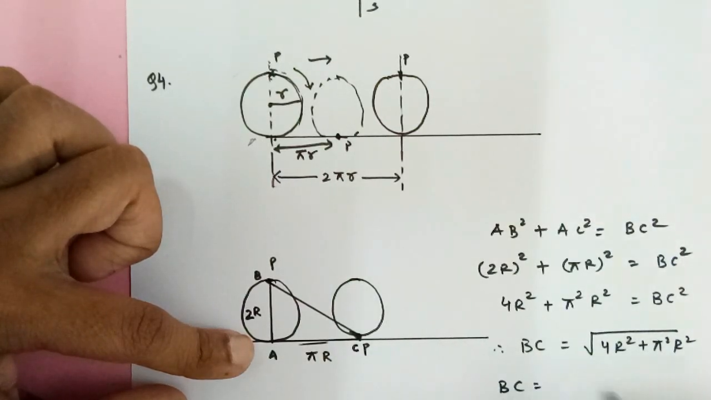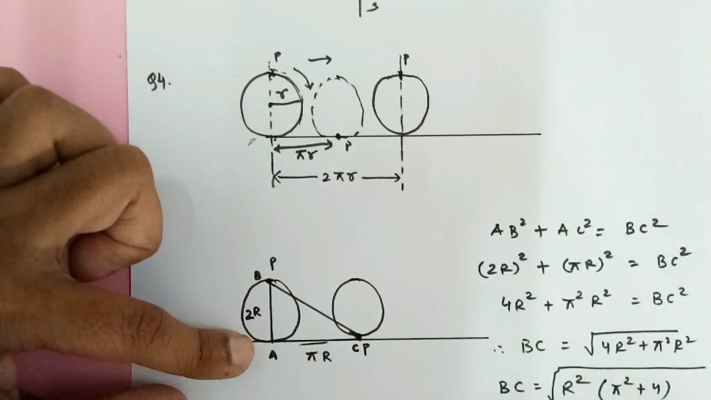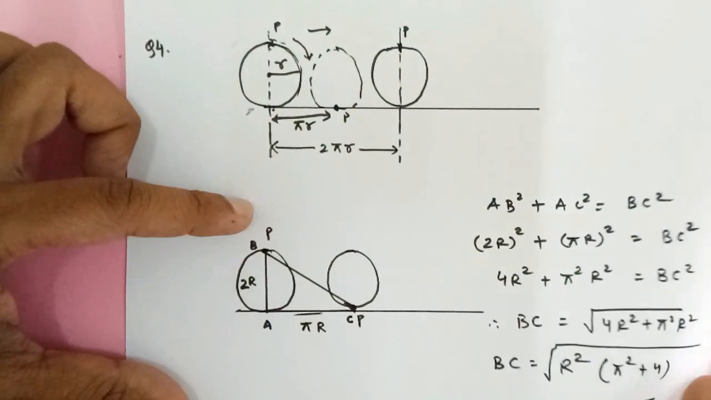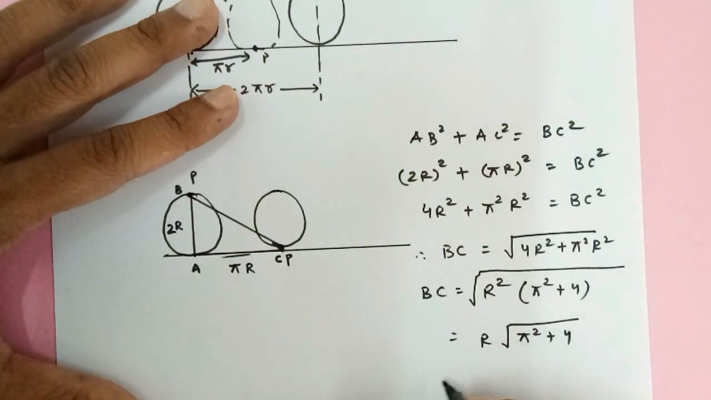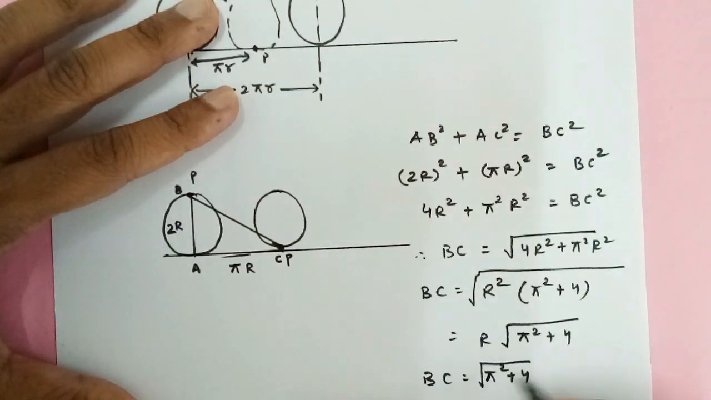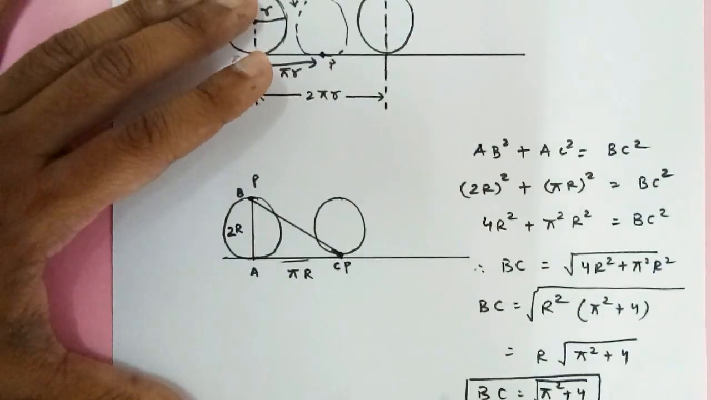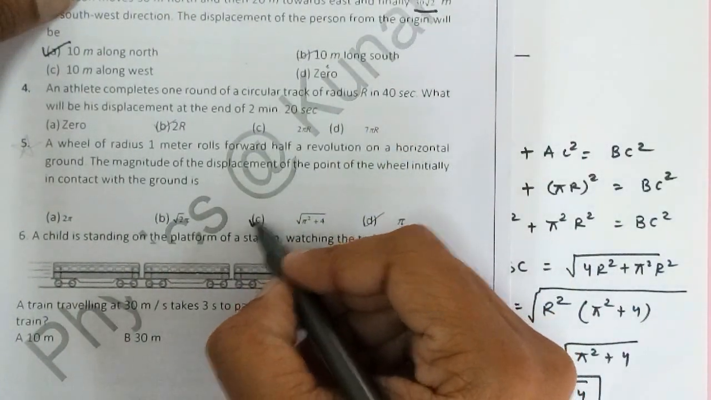So BC is equal to, I'll take r square common from here, and pi square plus 4, and r will come out. So I'll have under root pi square plus 4 like this. And since the radius of the wheel is given 1, so BC is equal to pi square plus 4 whole under root, because this is 1 meter given. This is our answer. So C option is our correct answer, right?